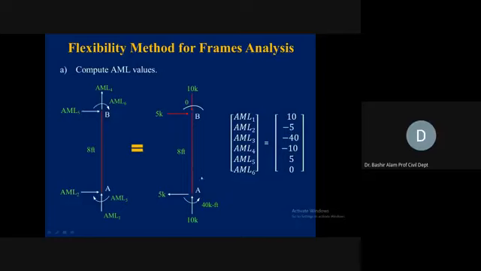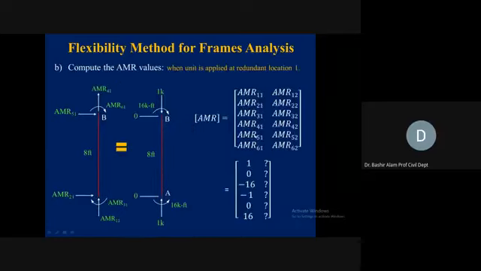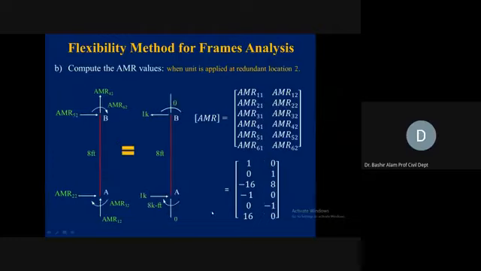Next, AMR first column. It is coming: now it is 1, 0, and this is minus 16. And then we have minus 1, 0, and plus 16. So these values are recorded here. AMR second column, it is coming from here. It is 0, 1, and this is 8.